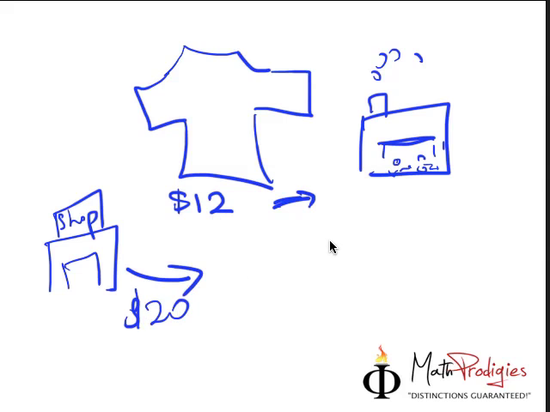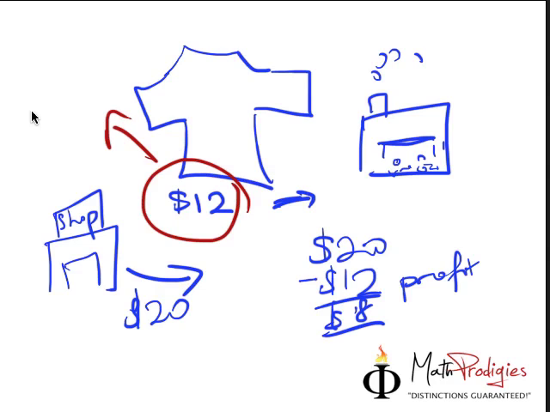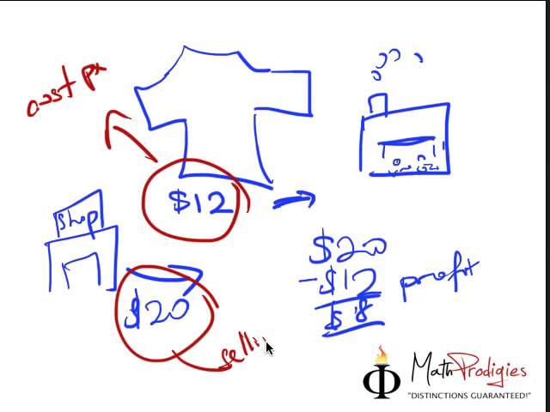So how much do I make? I make $20 minus 12, which gives me $8 as my profit. So the first thing you need to understand is, when I buy it from the supplier, it's called cost price. And when I sell it, it's called selling price. The other thing you need to understand is $8 is profit.